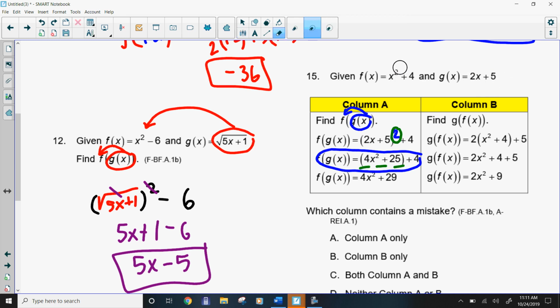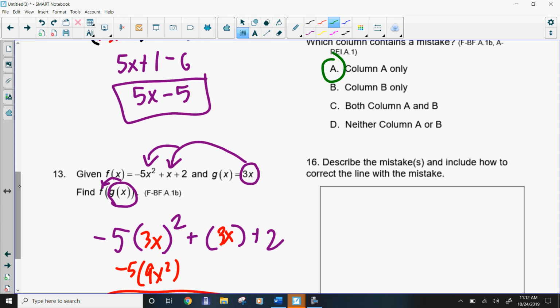Now I want to just double check and make sure, because it is possible to have 2 mistakes. So I'm going to go into the other side and check that one. So that one puts this problem inside of here. So 2 and then x squared plus 4. You distribute 2x plus 4, and then you combine like terms. So this one's fine. There's nothing wrong with this. So column A has the only mistake.